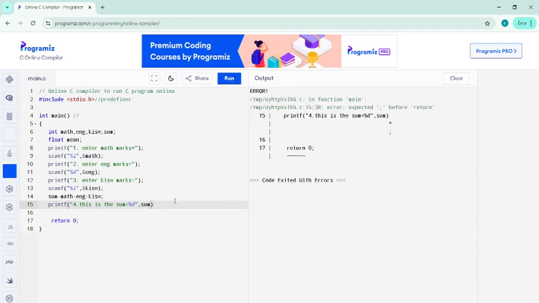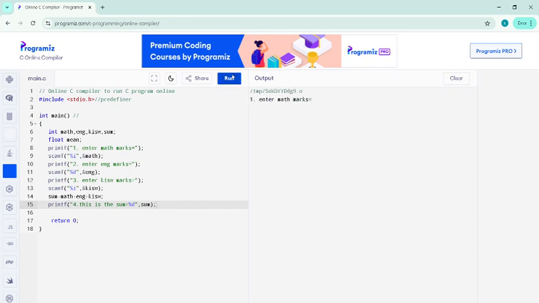Yeah, we have some errors. We have forgotten to put that semicolon here. Make sure that you're very keen. Yeah, so you can put any data. You see, the sum is 179.